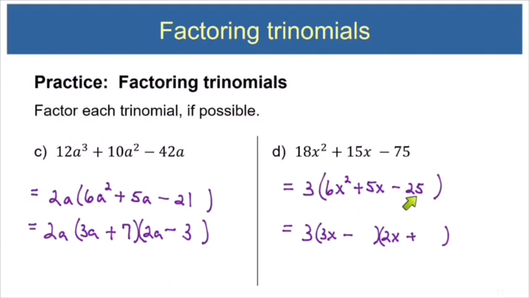And now last times last is 25, so that's got to be either 1 times 25 or maybe 5 times 5. I'm going to start by guessing that it's 5 times 5, so I'm going to put 5s here and here. And now let's check our outer plus inner. We need outer plus inner to add up to positive 5x. So outer times outer is 15x. Inner times inner is minus 10x. Together those do add up to positive 5x, which is what we wanted. So that tells me this factoring is correct, and I'm just going to erase my scratch work. And there you go.